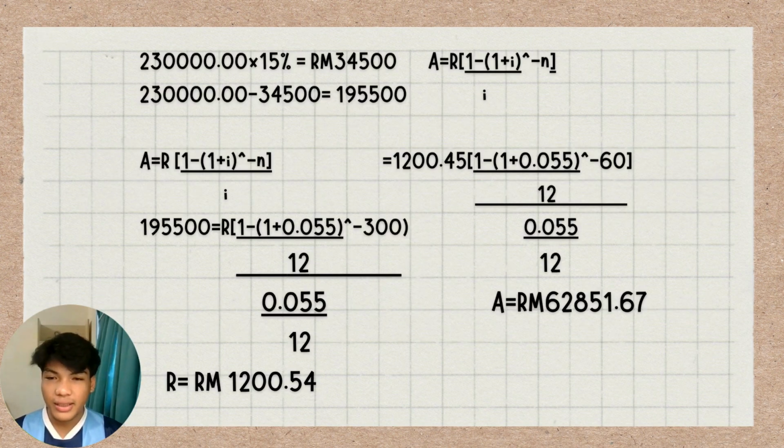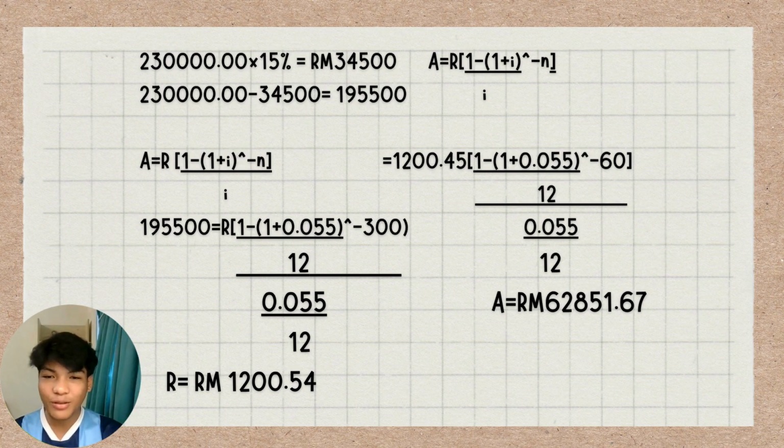Solution for question A. 230,000 times 15% equal to 34,500. And then 230,000 minus 34,500 equal to 195,500.